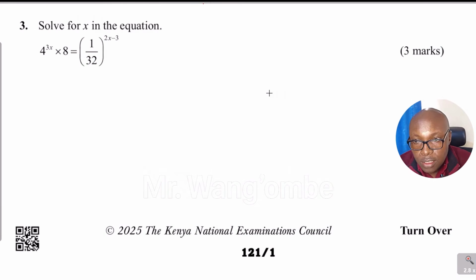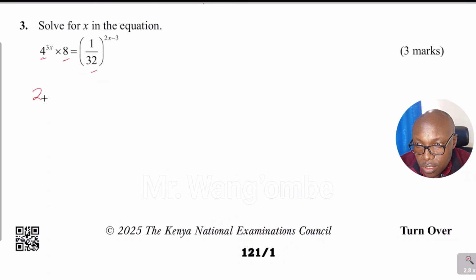So, solve for x in the equation. This is a question on indices. Now when you look at this equation, the first thing you're supposed to check is whether it is possible to express all these values to the same base. So when I look at 4, 8, and 32, it is possible to express these in power form to the base of 2. Let's start with 4 to power 3x.